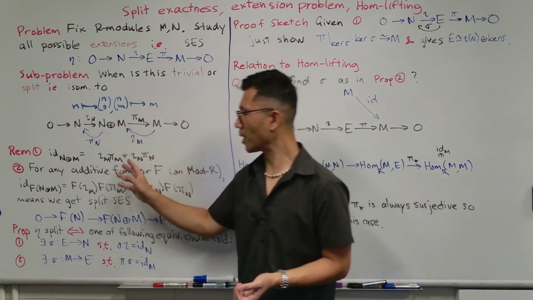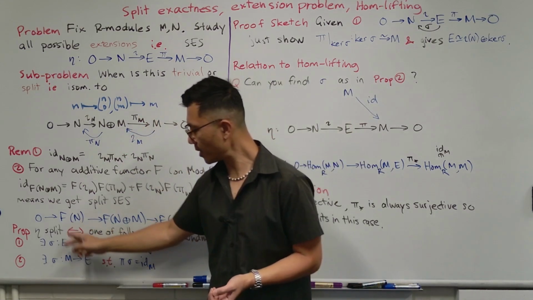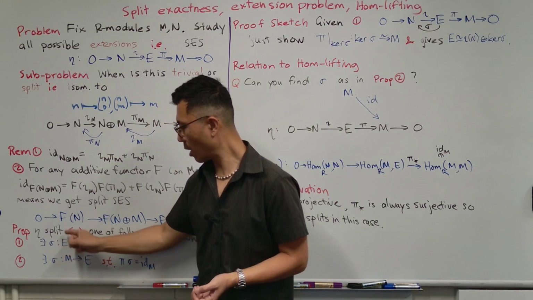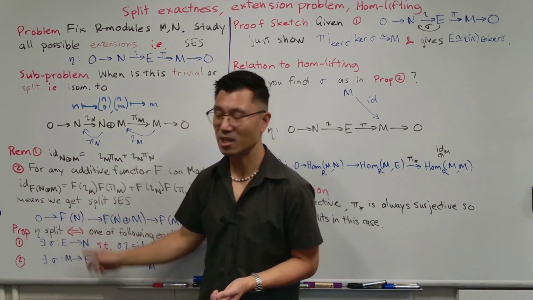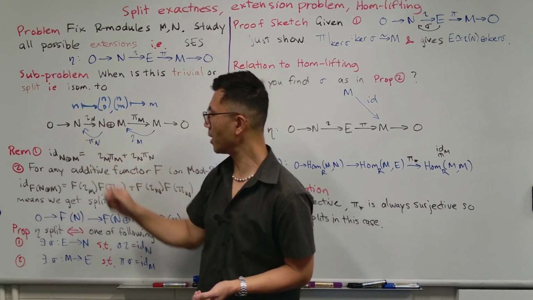Okay, so the question becomes, how do we actually test this? And the idea is that we have to find what's called a splitting function, where we split this injection with this map here.